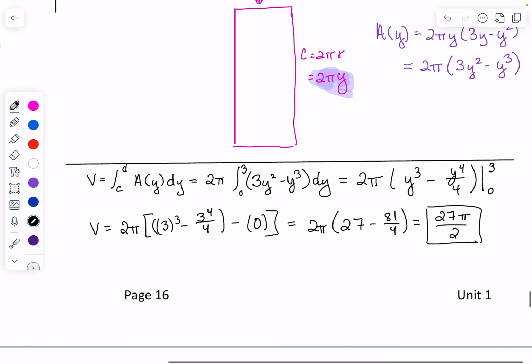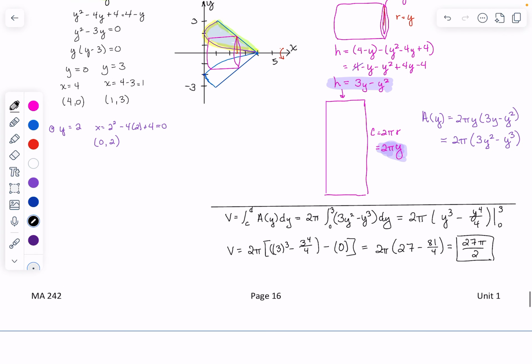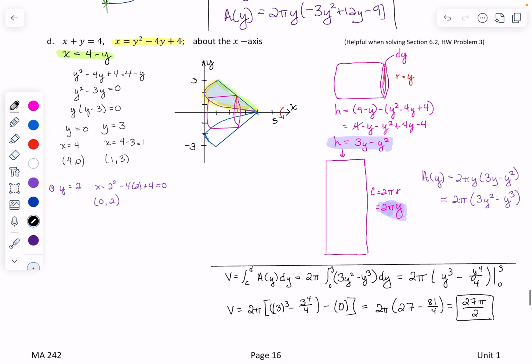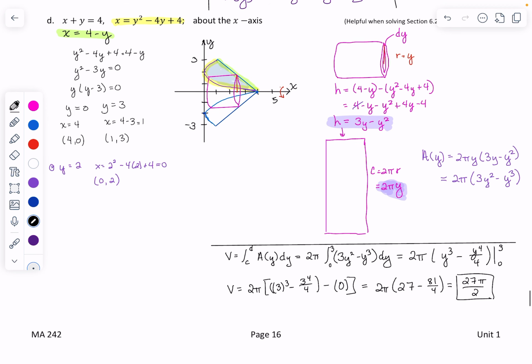Well, that takes care of that problem. Just so you have the whole thing all at once. There you are. Not too bad. It's a nice cylinder there as far as what we have going on.